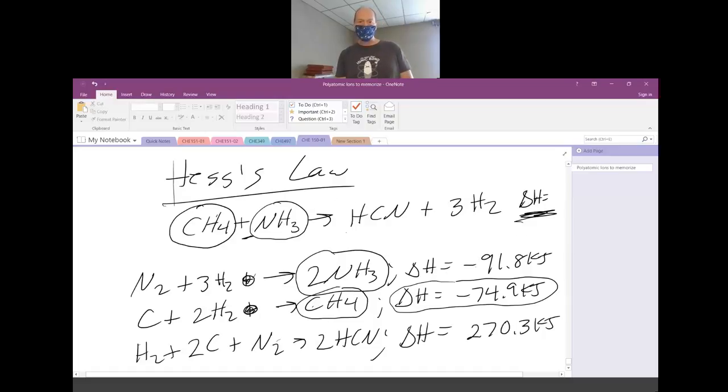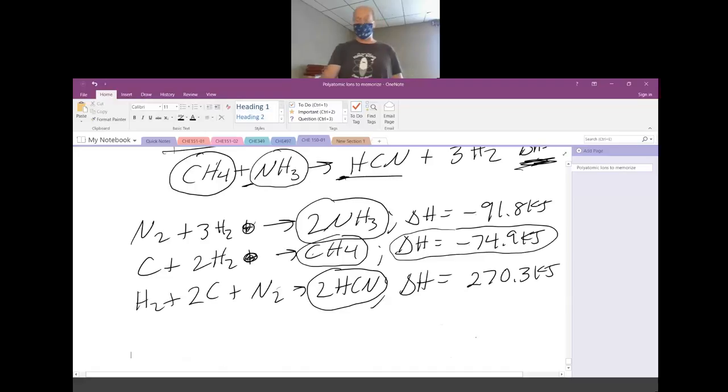HCN. HCN is on the right. It's only in one spot. It is on the right side. We do not have to reverse this reaction. However, we only want 1 in our question. And so again, we're going to have to divide this by 2 or multiply through by 1/2, same thing. And we will change our delta H by dividing it by 2 or multiplying by 1/2.